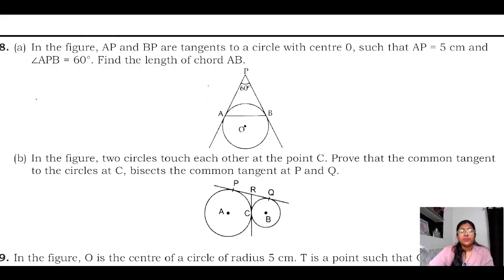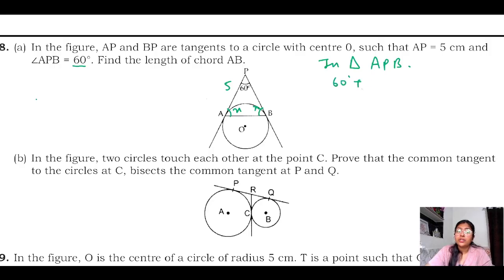Yes, learners, see, you can do this question on your own. In the given figure, AP and BP are the tangents to the circle with the side length AP as 5. If this is 5, we need to find out the length AB, and the angle APB is given as 60 degrees. Okay, in triangle APB, can we apply the angle sum property? Because these two angles are equal because of the isosceles triangle property. Angles opposite to equal sides are equal.